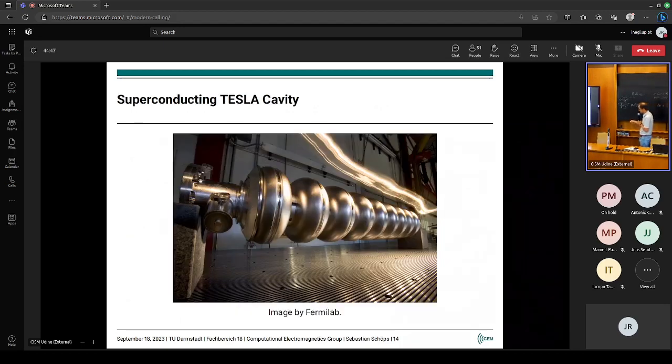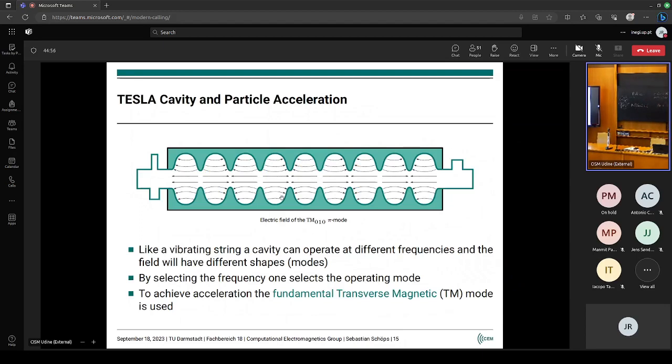And these cavities look, for example, like this. That's the so-called Tesla cavity. That's the one that is also used in Hamburg, and that's the one we simulated. That's another picture. There should be a movie, but I'm afraid on this machine it will not work.